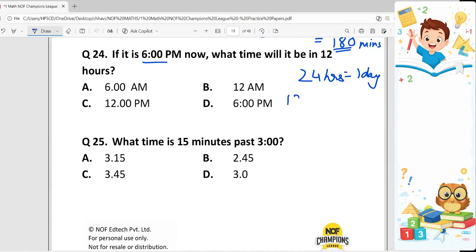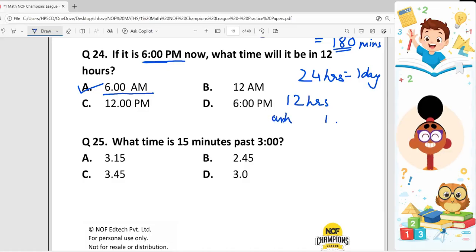So after every 12 hours, the time will just change from morning to evening, like AM, PM will change. So here it is 6 p.m. So after 12 hours, it will be 6 a.m. Okay. So option A is the correct answer. AM to PM it will convert, and PM to AM.